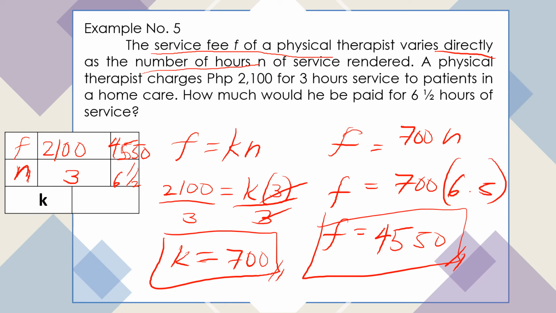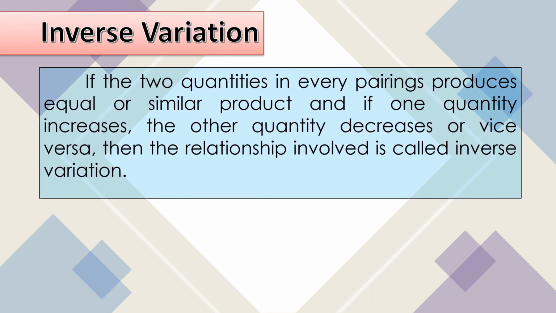4,550. Yan. Okay, next. Dako na tayo sa inverse variation. Kung sa direct, kapag tumaas yung isa, tataas din yung isa. Kapag bumaba yung isa, bababa yung isa. Dito naman sa inverse, if one quantity increases, the other quantity decreases or vice versa. Dito naman kabaligtaran. Kapag tumaas yung isa naman bababa. Kapag naman bumaba yung isa naman tataas.